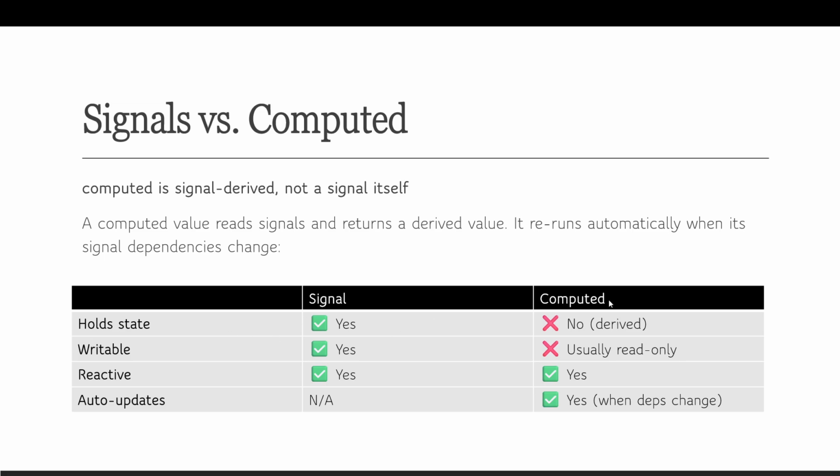Signal holds a state, but computed does not hold a state. Signals are writable. We can set any value within the signals, but within the computed, we can't set. It's being recalculated based on how we have created those. It's reactive. Again, signal and computed both are reactive when any action happens, so it reacts to those. And automatic updates are only on computed, because underlying signal changes and the computed changes automatically. But signals are being changed subject to any user intervention or action.